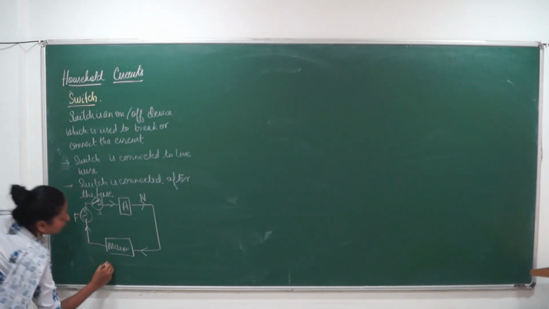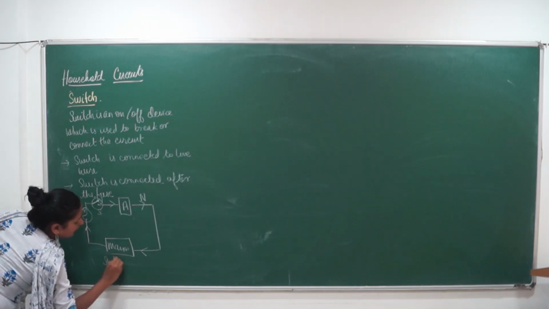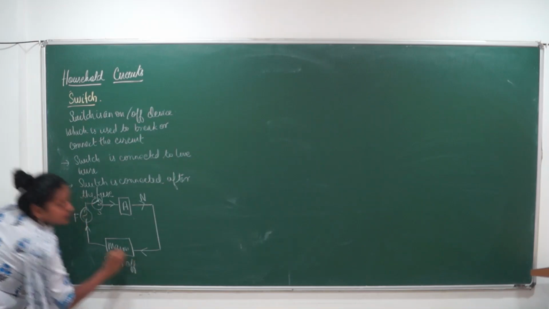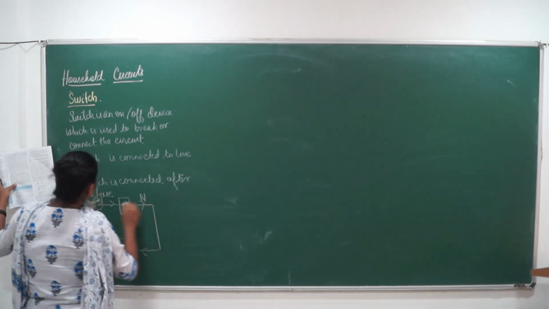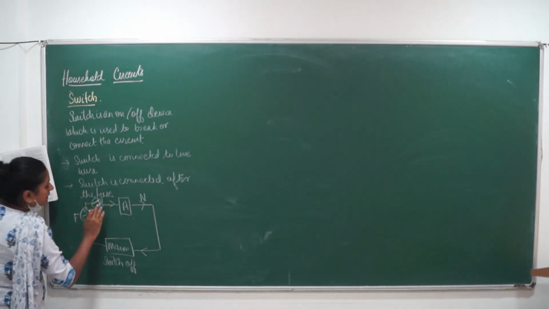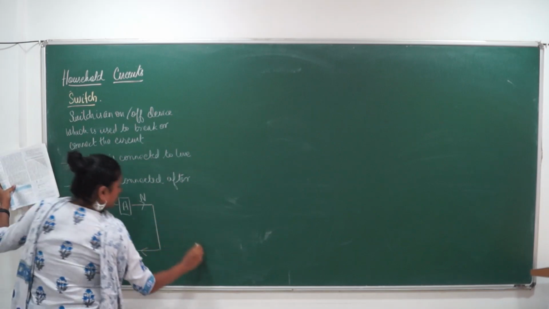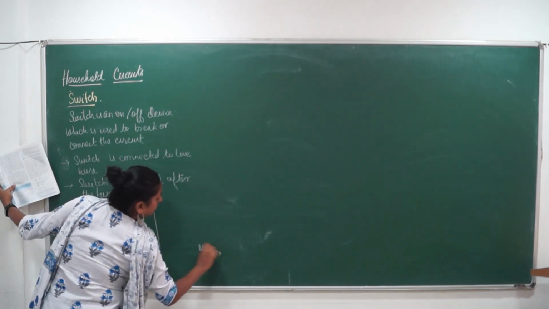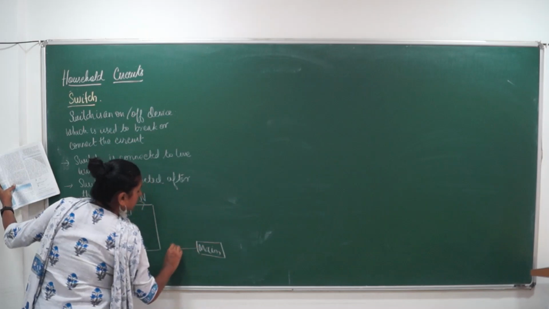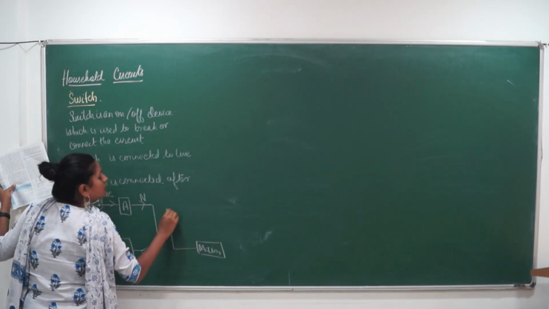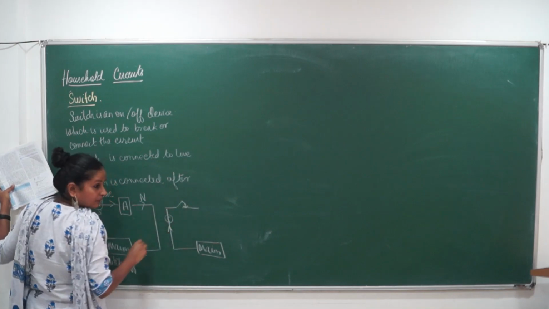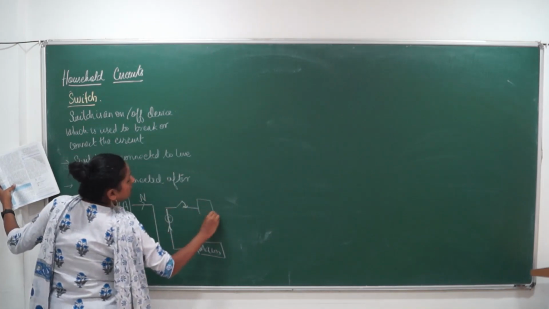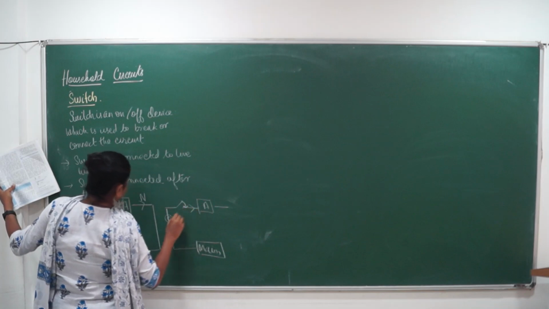When the switch is off, that means no current is flowing through the circuit. And when the switch is turned on, how do we show it? We show it like this, isn't it? So again from mains, when I am making my connection, this is my fuse, and now the switch is turned on. So when the switch is turned on, my appliance is functional, current is flowing.